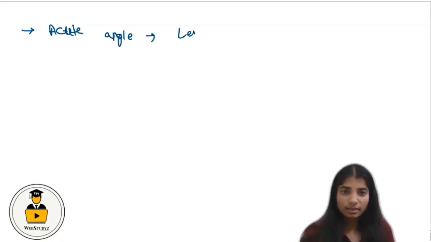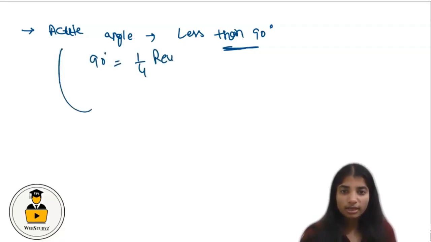Next we are considering the acute angles. Acute angles are those angles which are less than 90 degrees, and we know that 90 degrees is equal to 1/4 of a revolution. So we can say that for an acute angle it must be less than 1/4 of a revolution.